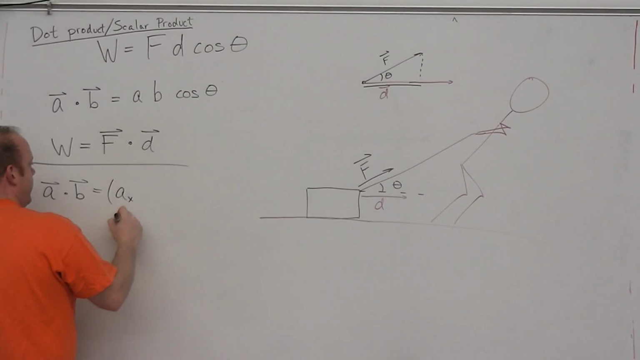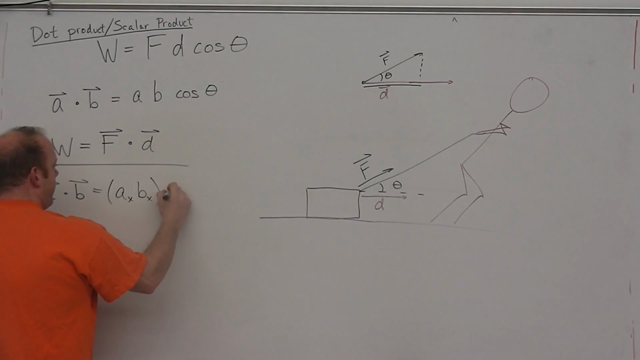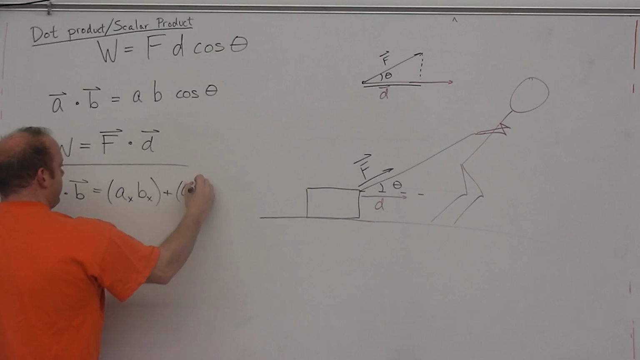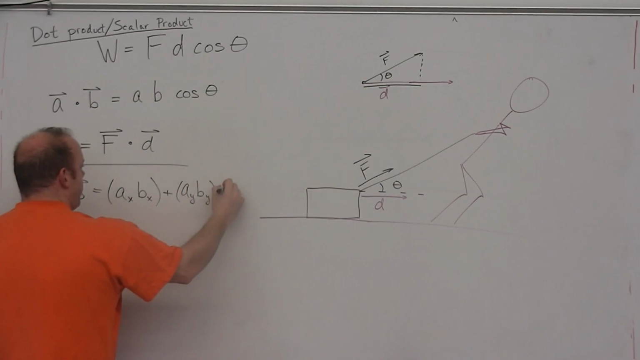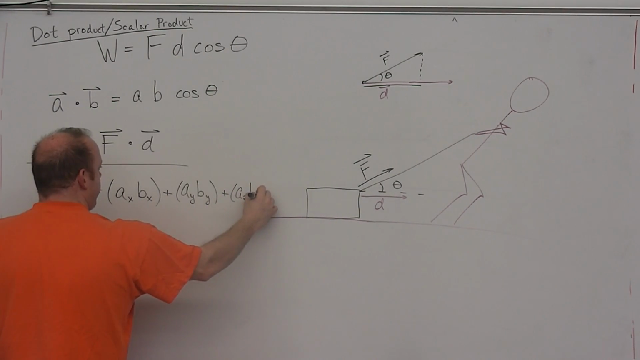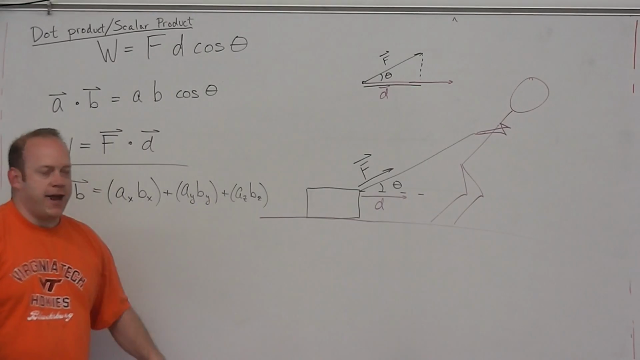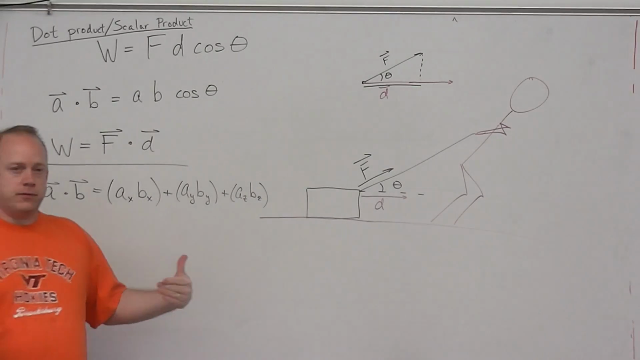This is just going to be the x components multiplied together plus the y components multiplied together plus the z components multiplied together. Okay? Notice no i, j, k. This gives you a scalar out.